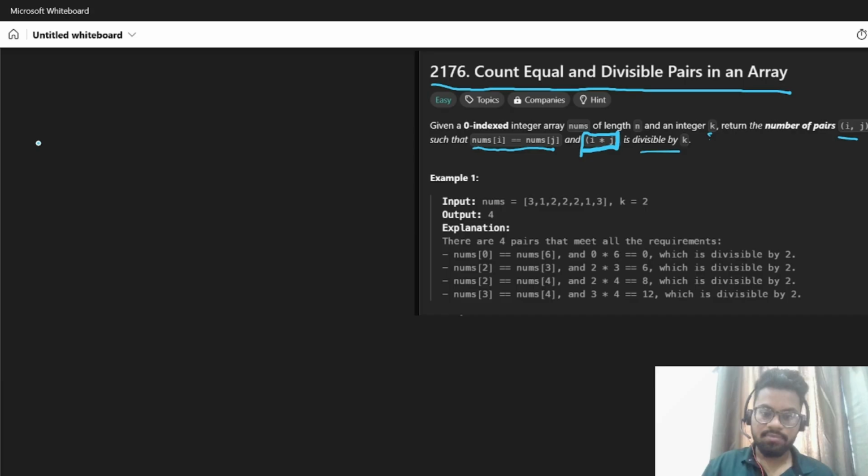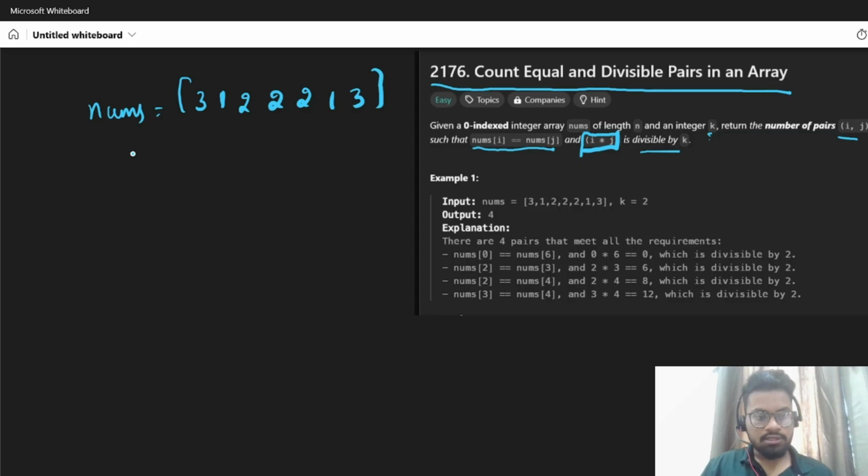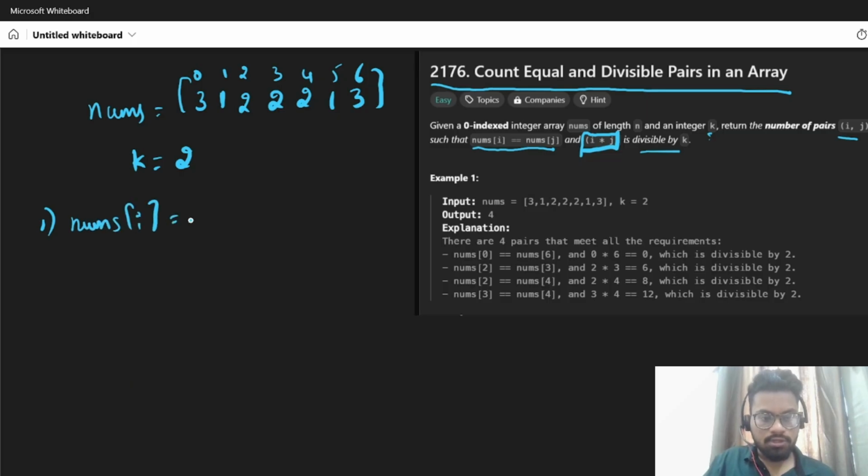Okay, let's get into this. Suppose we are given nums as 3, 1, 2, 2, 2, 1, 3, and k as 2. So this is the zeroth index, this is the first index, second index, third index, fourth index, fifth index, sixth index. If we carefully observe, what are the conditions? nums[i] should be equal to nums[j], and i times j should be divisible by k, right?